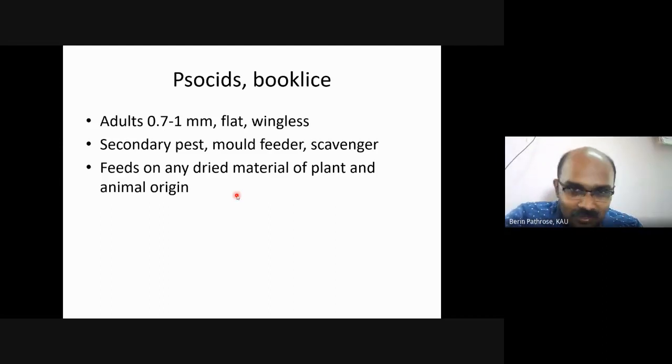This is especially a scavenger. See the size, it is 0.7 to 1 mm, flat, wingless, a secondary pest, and feeds on mold. It's a scavenger. That's why we usually see it in insect boxes. It feeds on any dried material of plant and animal origin. That's why it is very common in insect boxes where we keep our dried insect specimens. It damages insect specimens. So usually we take care of booklice infestation in our insect collection.